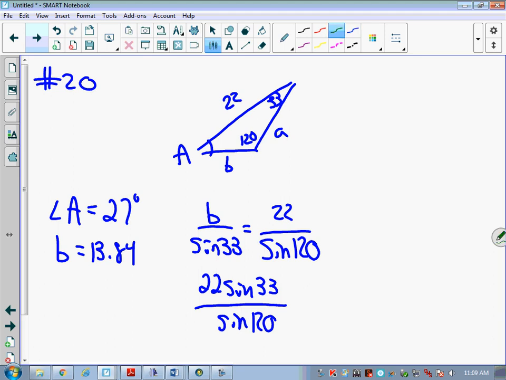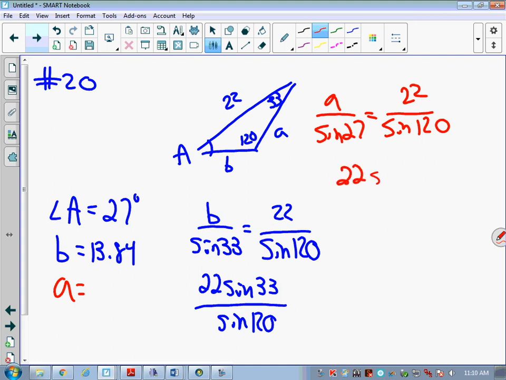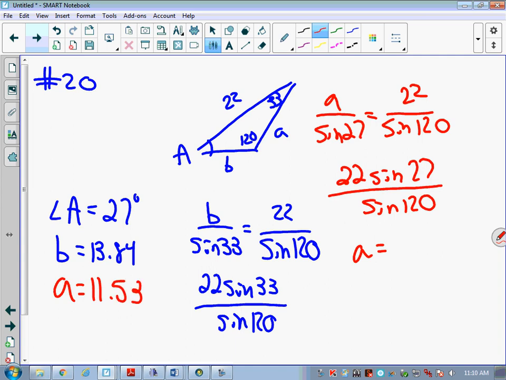Okay. And A. Same basic concept. A over sine 27. Use what you've got, so use 22 over sine 120. Okay, so you're going to get 22 sine 27 over sine 120. A should equal 11.53. When you look those over, it's in yours, just like what I've got there.